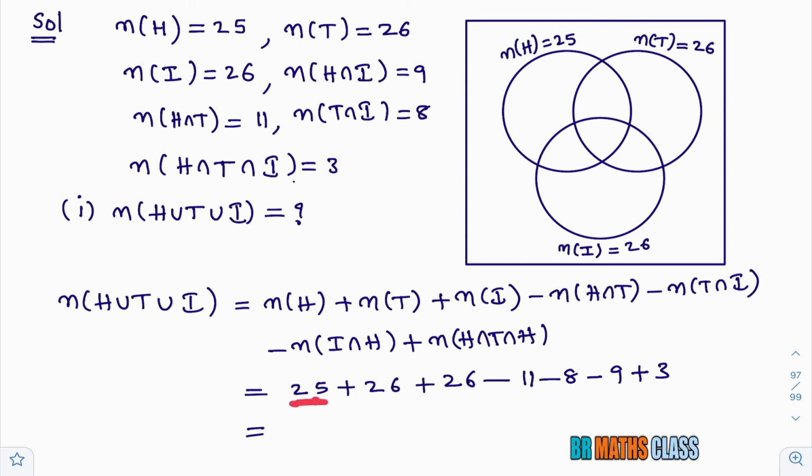So here 25 plus 26 plus 26 is what? This is 77. Okay, 77 plus 3.